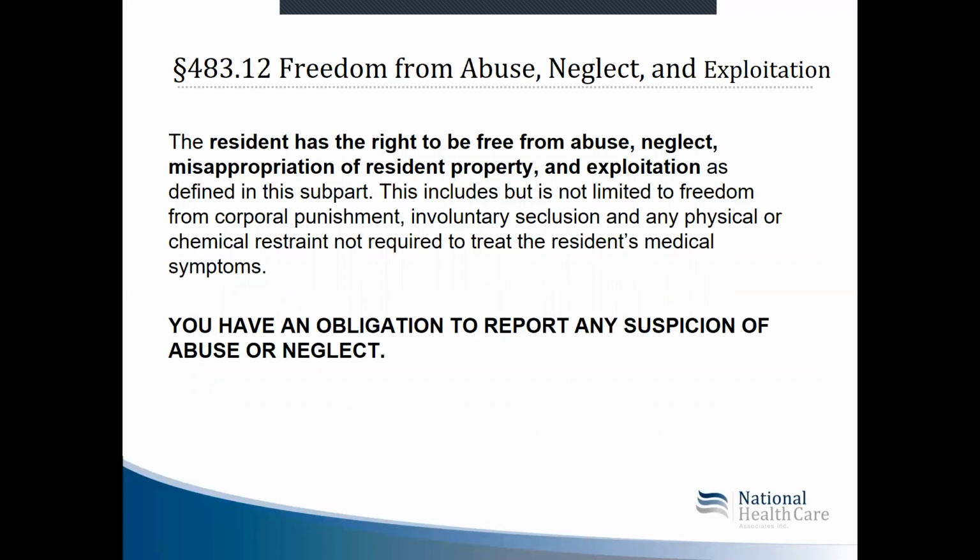According to Section 483.12, all residents have the right to be free from abuse, neglect, misappropriation of resident property, and exploitation. This includes, but is not limited to, freedom from corporal punishment, involuntary seclusion, and any physical or chemical restraint not required to treat the resident's medical symptoms.